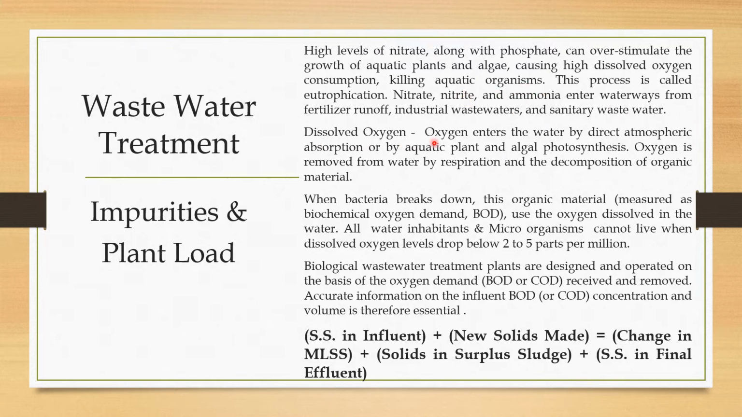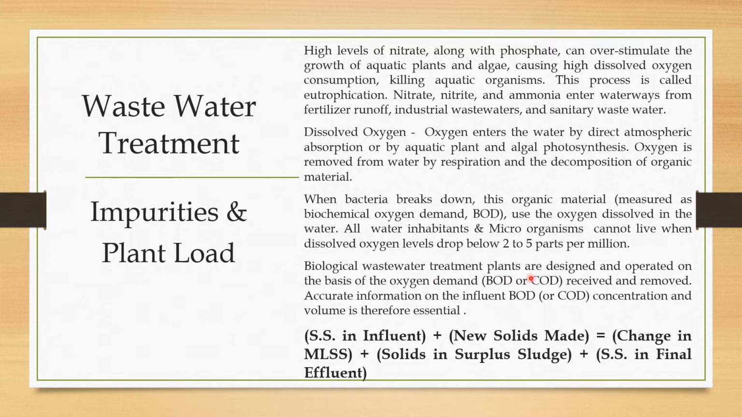And then dissolved oxygen. Oxygen enters the water by direct atmospheric absorption or by aquatic plant and algal photosynthesis. Oxygen is removed from water by respiration and the decomposition of organic material. So this will reduce the dissolved oxygen. When bacteria break down this organic material, measured as biochemical oxygen demand, they use the oxygen dissolved in the water. All water inhabitants and microorganisms cannot live when the dissolved oxygen level drops to 2 to 5 parts per million. So when BOD level is high, the DO will come down.